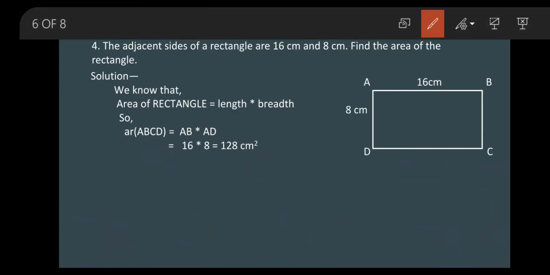Now the fourth question is: the adjacent sides of a rectangle are 16 centimeter and 8 centimeter. Find the area of the rectangle. Here ABCD is the rectangle and length is equal to 16 centimeter, breadth is equal to 8 centimeter. Area of a rectangle is length into breadth. Put the values of length and breadth: 16 into 8, that is equal to 128 square centimeter.